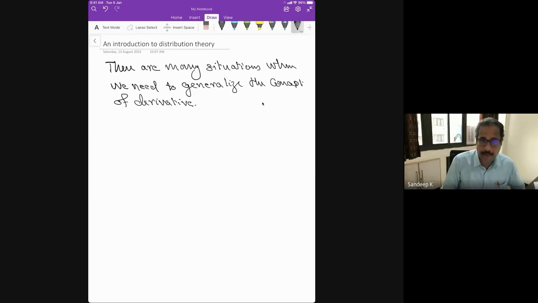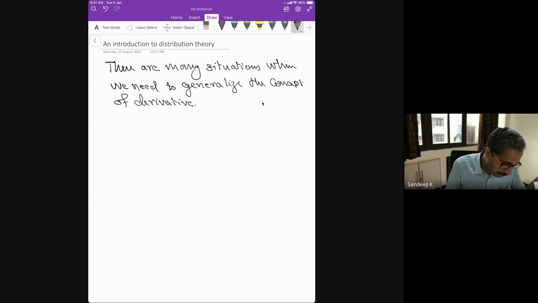So we all, in our undergraduate class, learned the derivative of a function, and there are many functions which are not differentiable, okay? And one of the standard examples, or a first example, what one sees is something like f of x is equal to mod x, okay?